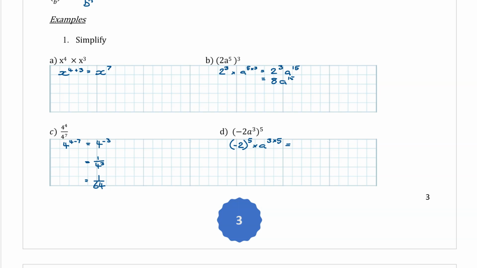So that's going to be negative 2 times negative 2 times negative 2 times negative 2 times negative 2. So that's going to become negative 32. And then the a will be 3 times 5, and that will be 15, like so. So that's how we could do some simpler examples there.